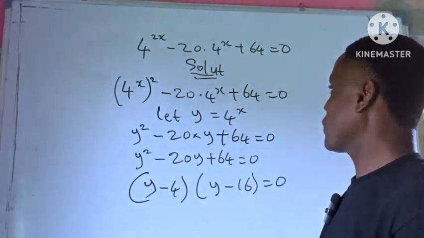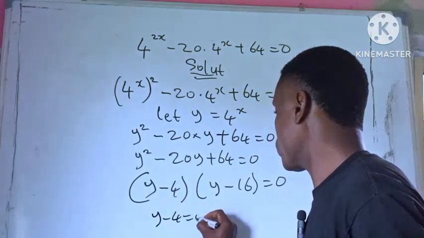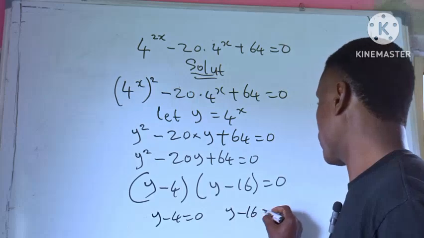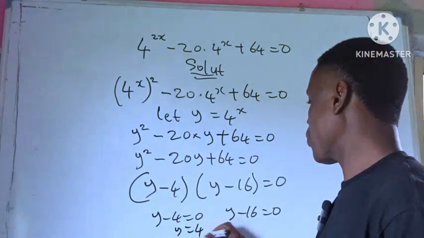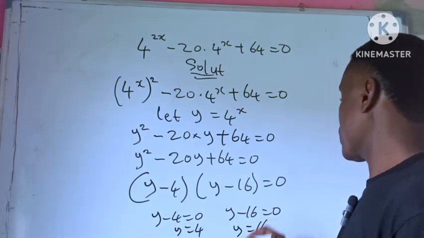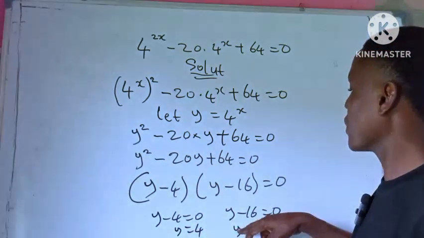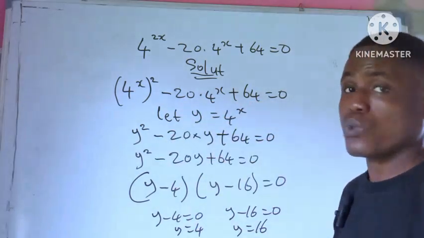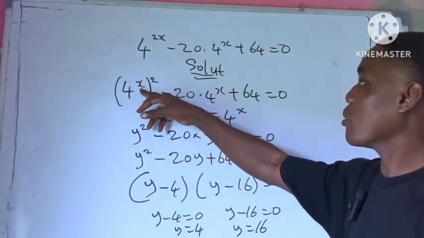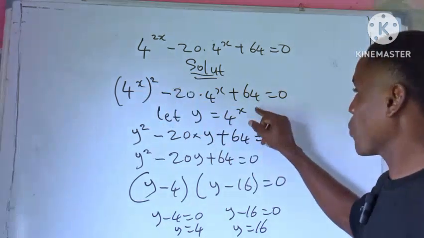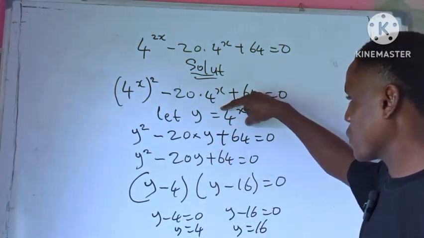We know quadratic equations always have two answers. So meaning y minus 4 equal to 0 or y minus 16 equal to 0, right? So if you bring this one here, it will change to y equal to 4 and here y equal to 16. And these are not the answers, because we are asked to find the value of x, not y. Here we used y to represent 4 raised to power x. So for us to find the two values of x, what we need to do is to substitute back into this given equation.